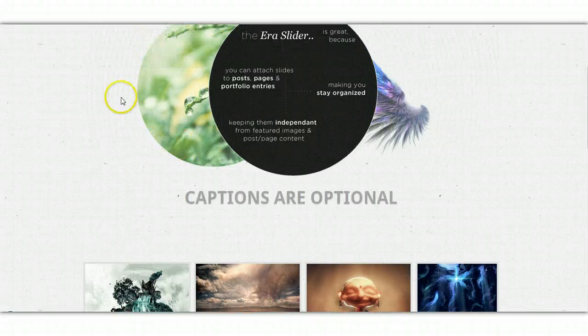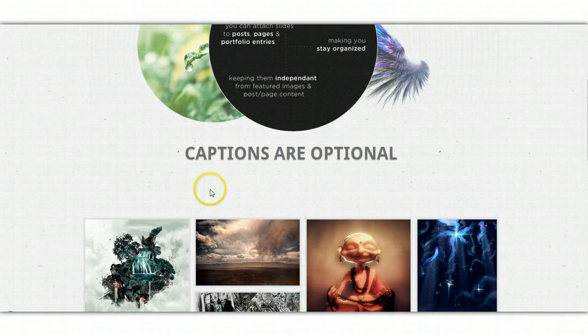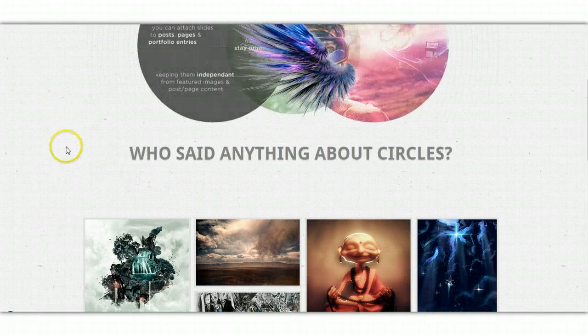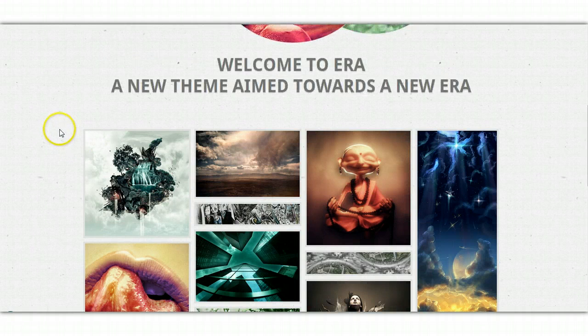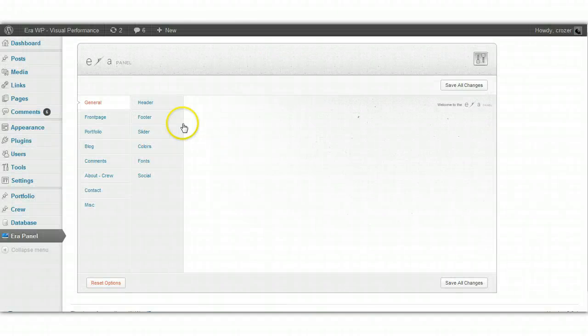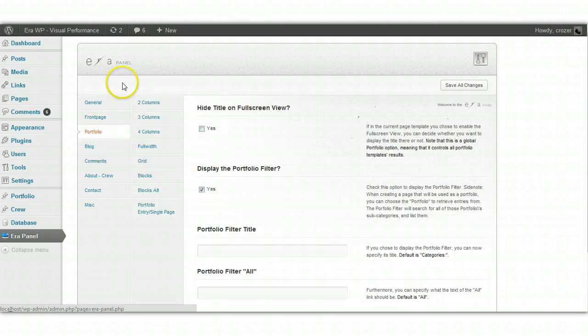The great thing about the Era theme is that it has separated certain things such as blog posts and portfolio entries and crew member entries and so on, so that you can stay organized and don't get confused as to where everything is. Furthermore, everything has been laid out in such a way that pretty much everything on the theme can be customized from the Era panel.